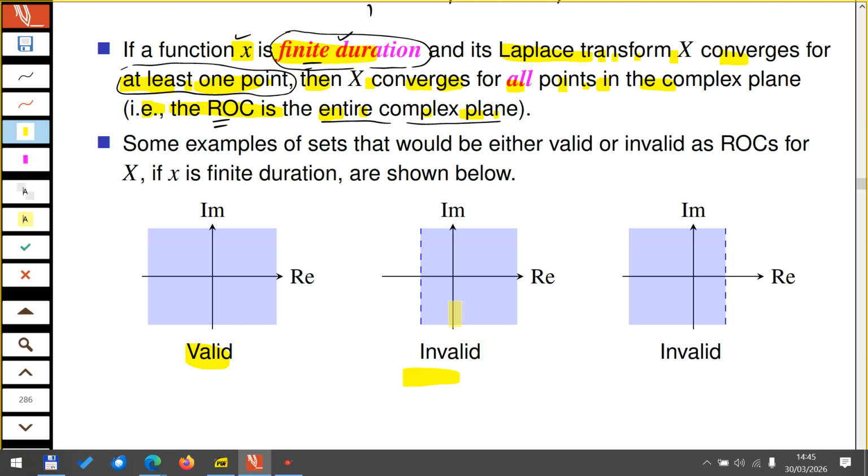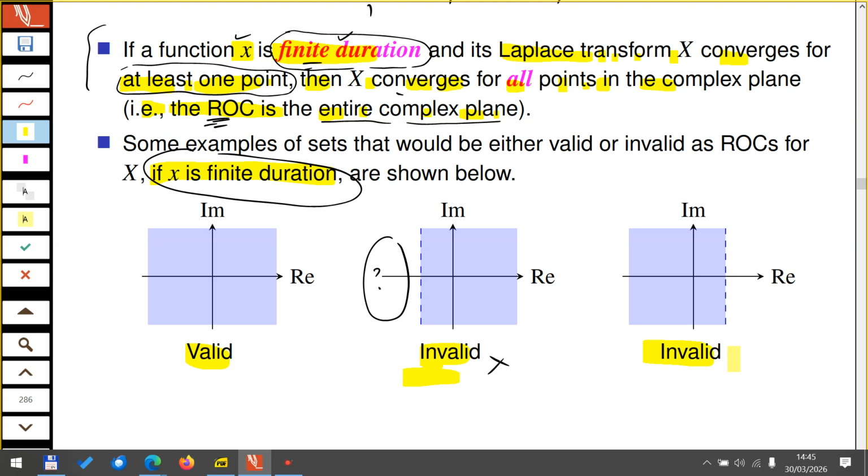Why is this invalid if the signal x is finite duration? If you happen to know that the signal x is finite duration, why is this invalid for that? It means you didn't understand this point, right? What does this say? That the entire complex plane has to be the ROC. This part is missing here, right? So it cannot be valid. Why? Because we know x is finite duration. Why is this invalid, the right one? Again, not the entire plane. Yeah, it has to be entire, okay?